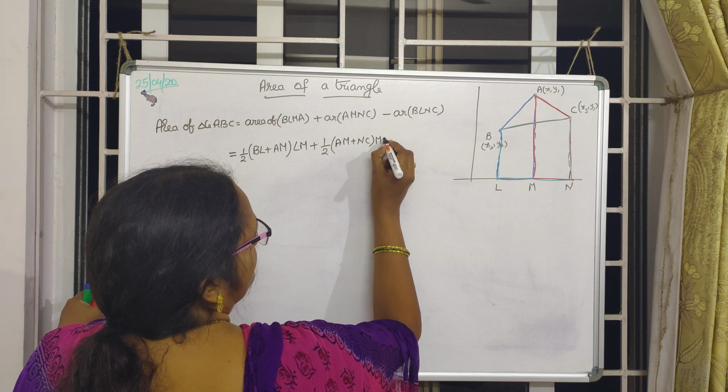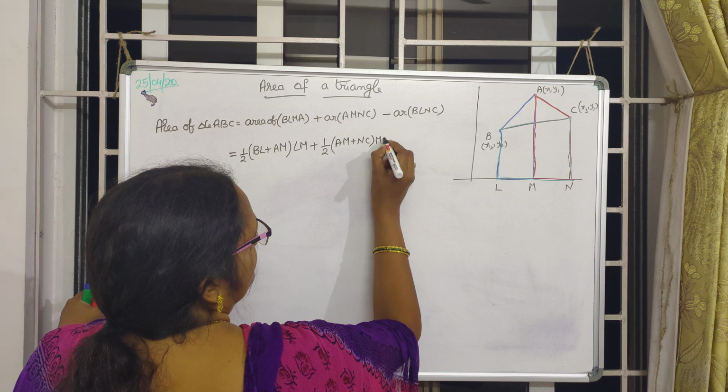You may have a doubt here why we are considering BL and CN only. Because BL is perpendicular to ON, and two lines perpendicular to the same line are parallel. That's why I am considering these two, BL and CN.